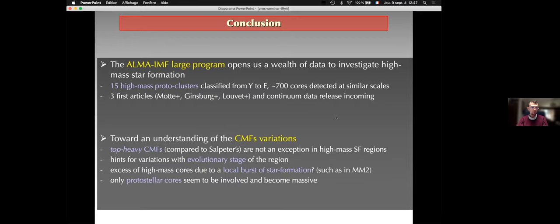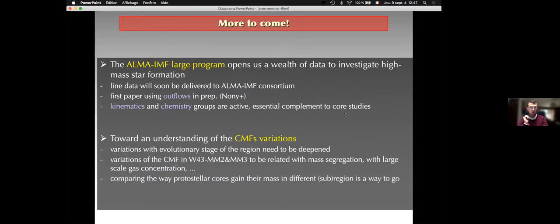So I talk mostly about cores in this presentation, but lines are also coming. The line data will soon be delivered in the first step only to the ALMA-IMF consortium. I'm preparing one of the first papers using lines, talking about outflows. And we have two groups, kinematics and chemistry in ALMA-IMF, which are active. And the two are really essential to complement and understand cores.